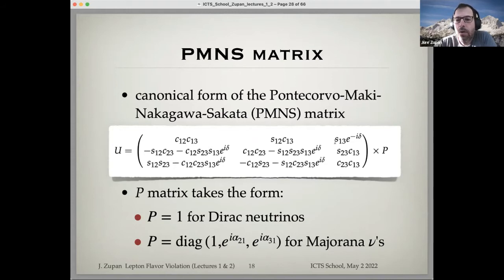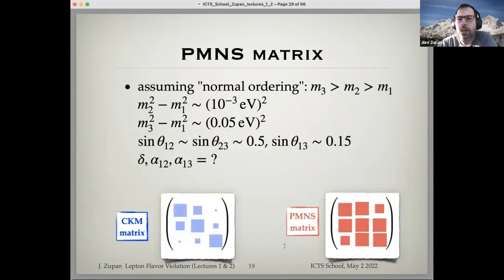Now, if we have Majorana neutrinos, as I said, the counting of physical parameters is slightly different, and there are 2 extra phases that are left over. You can move them into this diagonal 3×3 matrix, and these are these 2 phases. They're just called alpha_21, alpha_31. So they're only non-zero if we have Majorana neutrinos. All right.